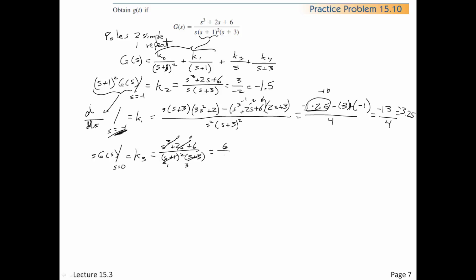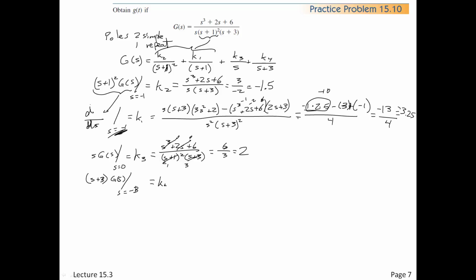So 1 squared is 1, 6 divided by 3. So we got a positive 2 there. Okay, and finally, (s plus 1) G(s), evaluated at s equals, no, that can't be, s plus 4, s plus 3. I'm skipping all over. s plus 3, s plus 3. Okay, and so this is what?